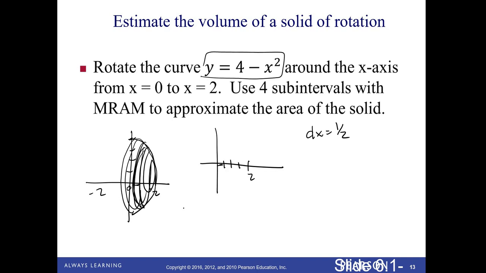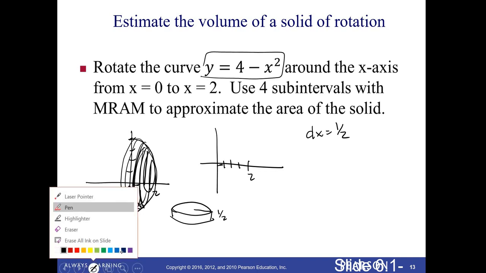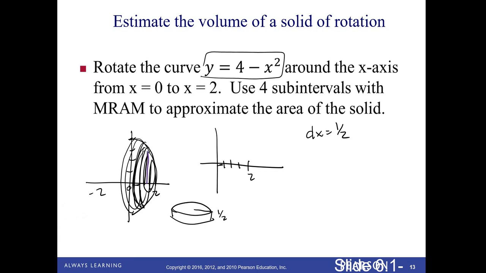Again, these are little cylinders that I'm going to turn on their sides. So the height is 1/2. The radius is the distance from here to here, which in this case is 4 minus x squared. Okay, and that's going to be my radius. And I need my radius squared because I'm going to do pi r squared h again.